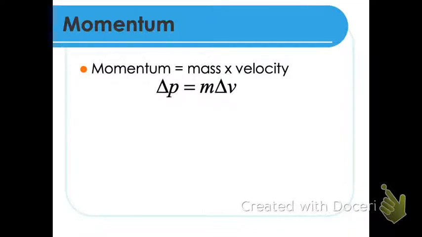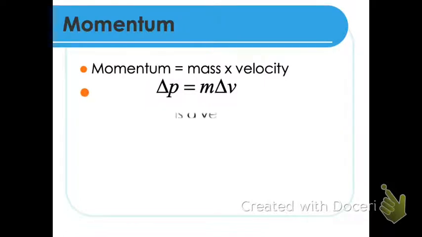What does the delta mean? Change in, final minus initial. So if I just wanted the momentum at one point in time, not a change in, it would just be p equals mv. Does that part make sense? You don't have to have the delta. The delta just means if we're looking at a before and an after.